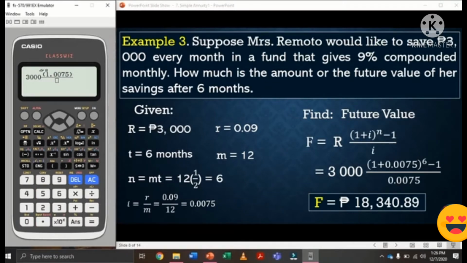Close parenthesis, and then yung exponent that is 6. And then next tayo, sa baba, next minus 1, and then sa baba type mo yung 0.0075 and then equals. So the answer is 18,1040.89. So you can use your scientific calculator para masagutan.